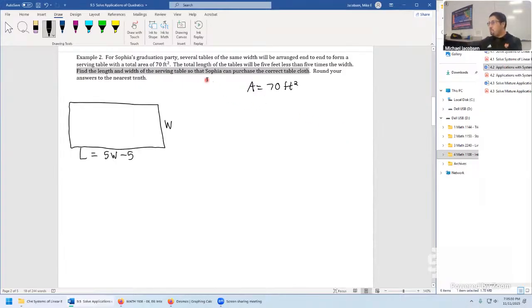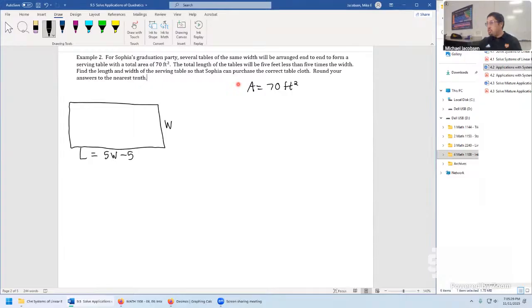And it's a practical problem. Sophia wants to know this information so she can purchase the correct tablecloth. She knows that she can spend as much as an area of 70 feet squared, but when she goes to, say, Walmart to have that cloth cut, she wants to know the dimension. All she knows for sure is it's got to be 70 feet squared. So it's kind of a weird problem, but you can imagine it's practical in a certain sense.